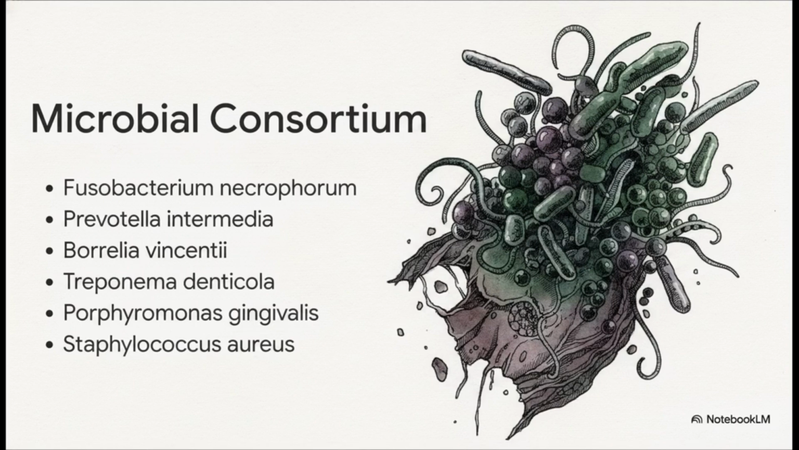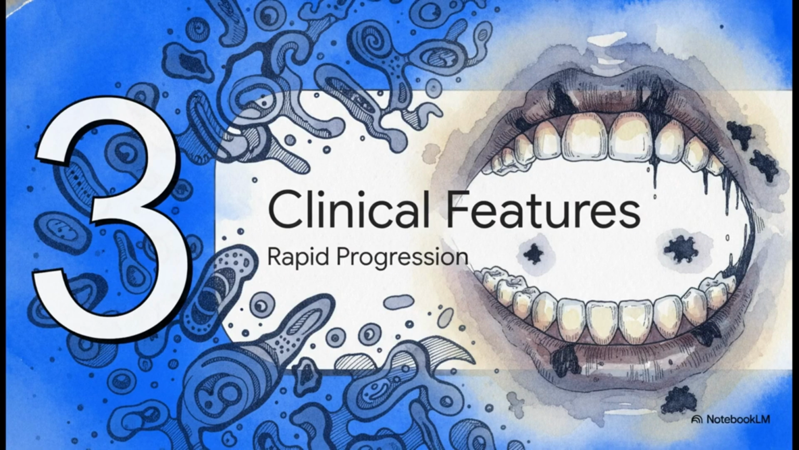It brings along some opportunistic accomplices: Prevotella intermedia, Borrelia vincenti, Treponema denticola, Porphyromonas gingivalis, and Staphylococcus aureus. This specific alliance of microorganisms capitalizes on those completely depleted oral defenses. They join forces to turn what might have started as just a benign gingival ulcer into a massive, rapidly spreading gangrenous infection.